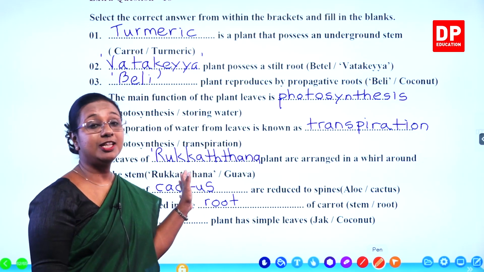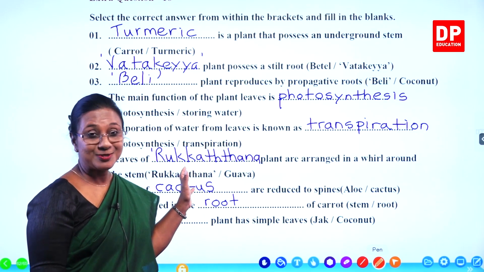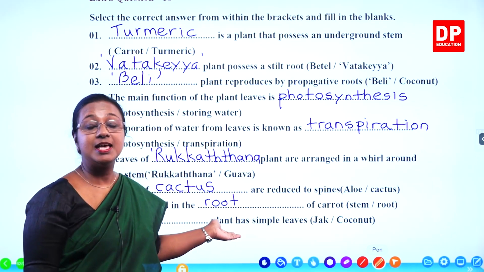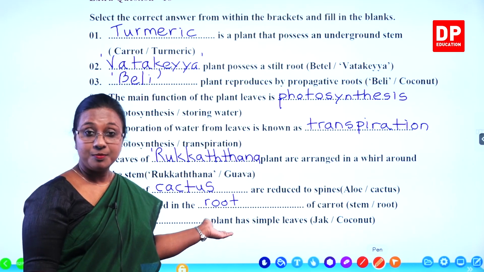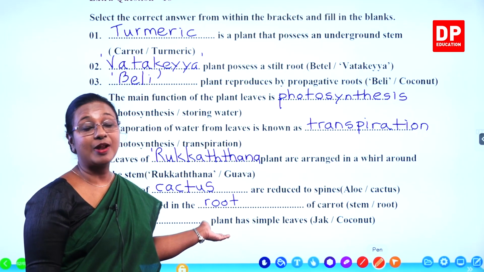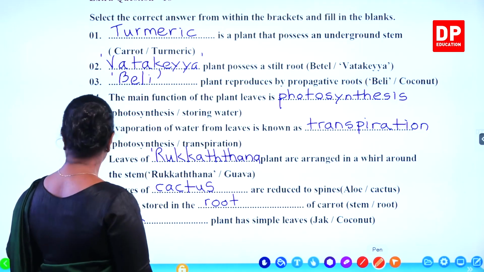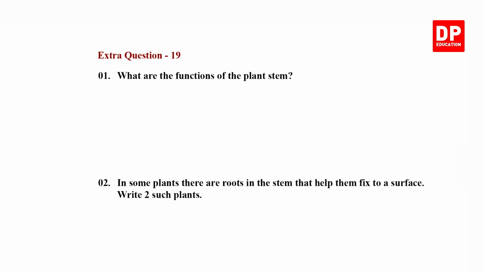Did you all get everything correctly, students? I'm sure you did. There is no confusion here. You know all the plants. We have discussed all their properties. So, it would have been easy for you all to write all of them correctly. With that, I will move on to the next one.